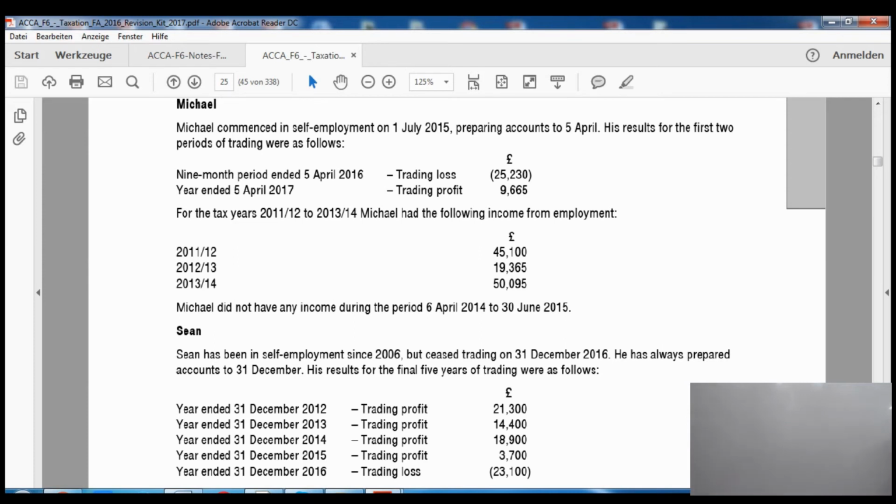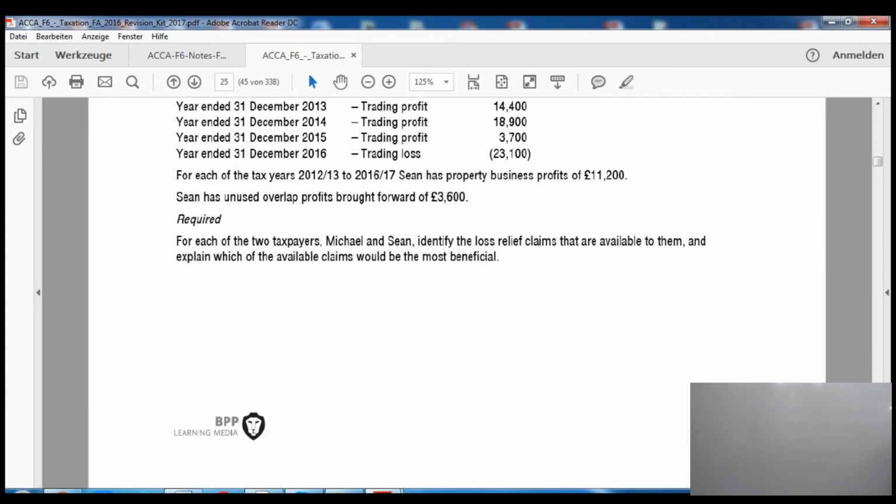For the tax years 11-12 to 13-14, his employment income was as follows. And then it says Michael did not have any income in the tax year 14-15 and part of 15-16. And then it gives us the second person's information. Let's read the requirement. For each of the two taxpayers, Michael and Sean, identify the loss relief claims that are available to them and explain which of the available claims would be most beneficial.